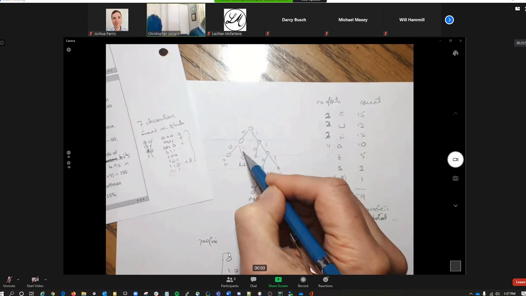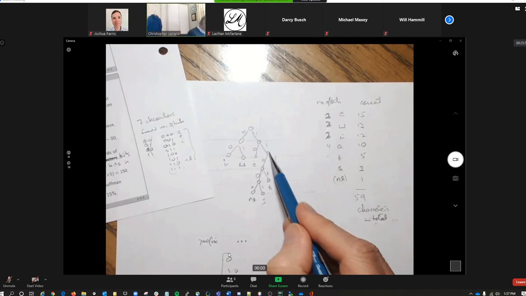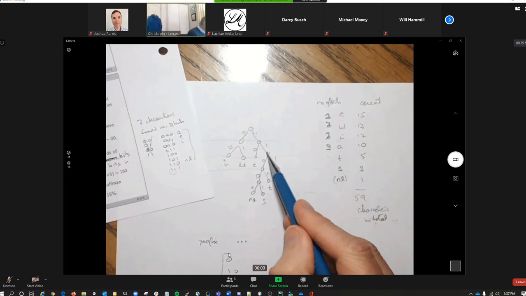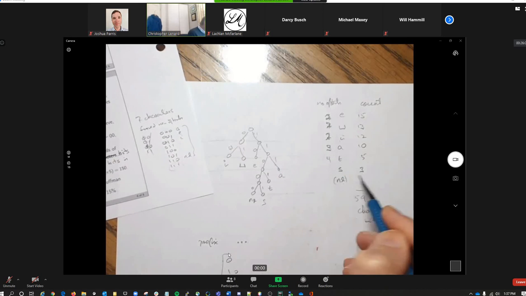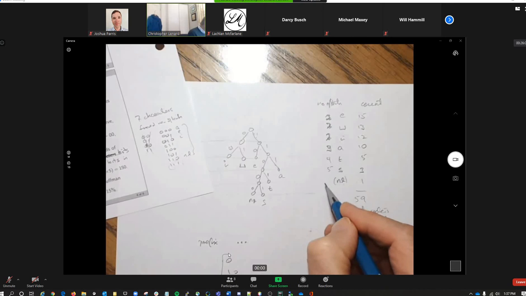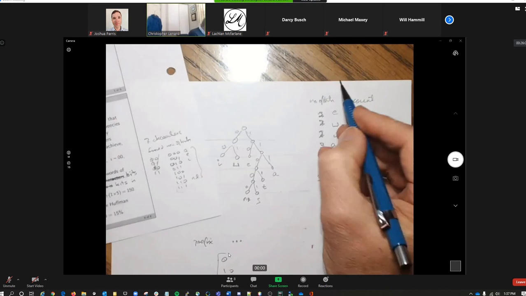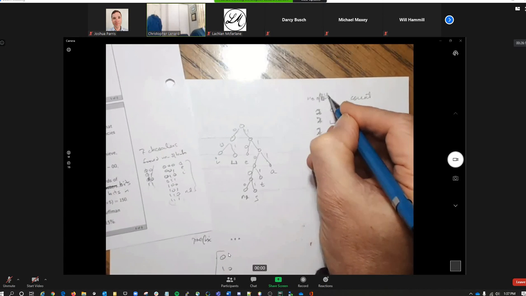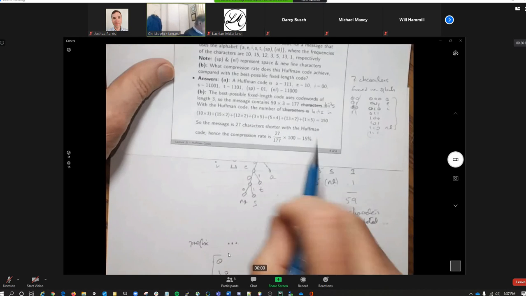0, 0, 0, 1, 1, 1. Oh, sorry, 1, 0. 3 bits for A. 4 bits for T and 5 bits for both S and new line. Also can't write, so that's number of bits. So we just calculate up.